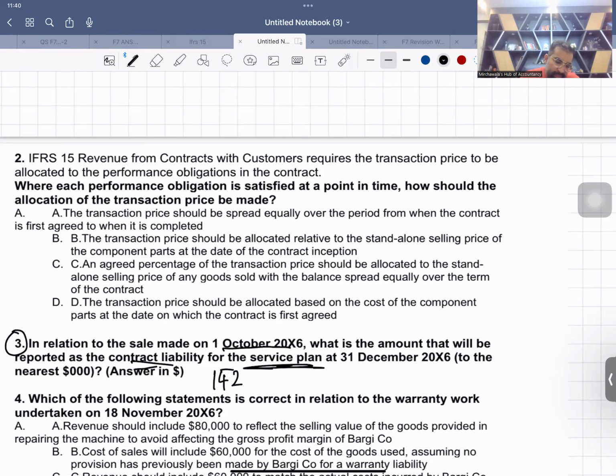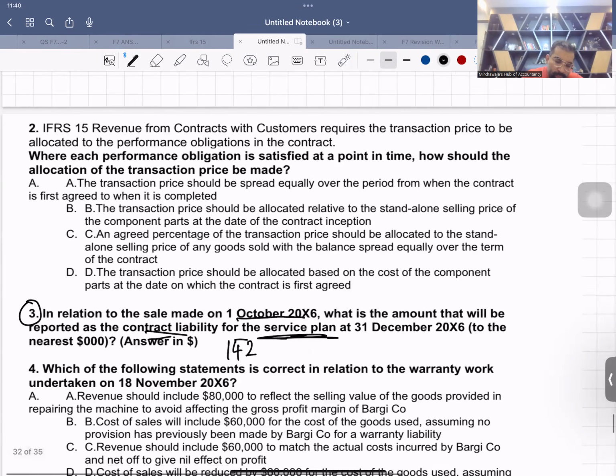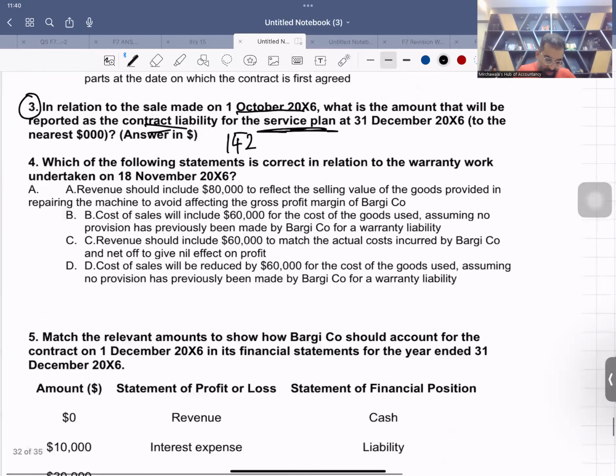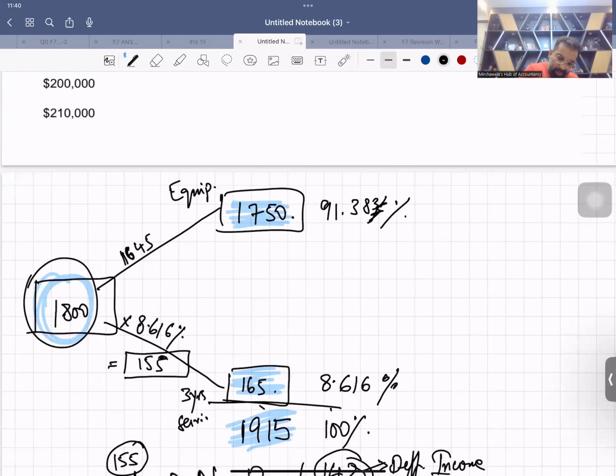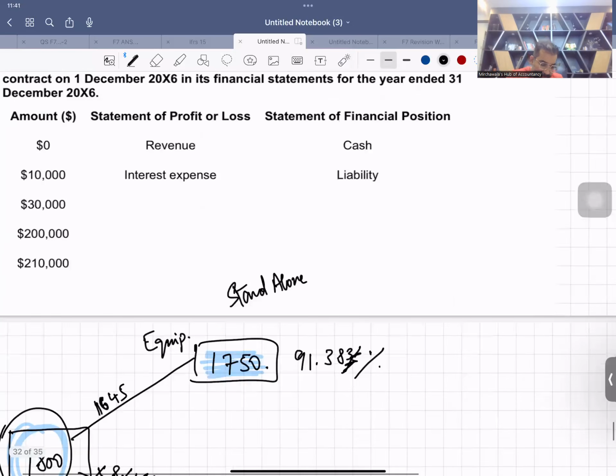Now the next thing, again, this is related to stage 4. IFRS 15 Revenue from Contracts with Customers requires the transaction price to be allocated to performance obligations in the contract. Yes, this whole transaction price must be allocated to different performance obligations, on the basis of stand-alone prices at the date of transaction. Let's pick it up.